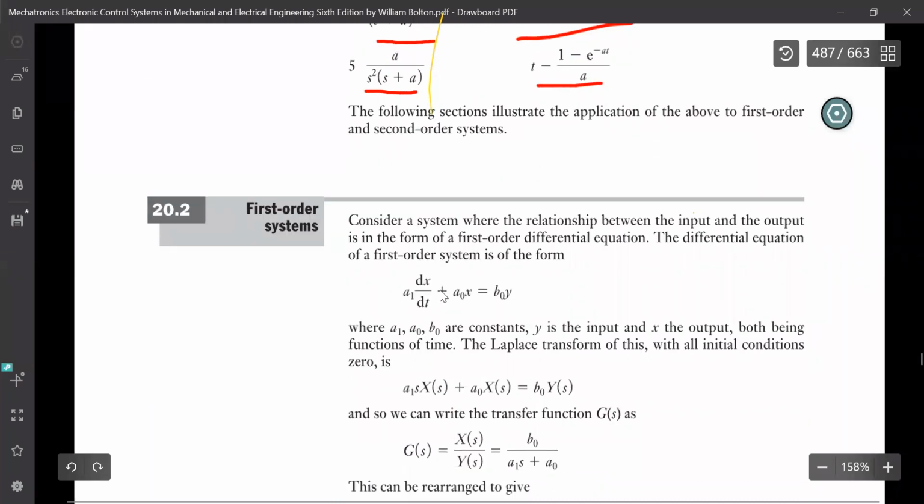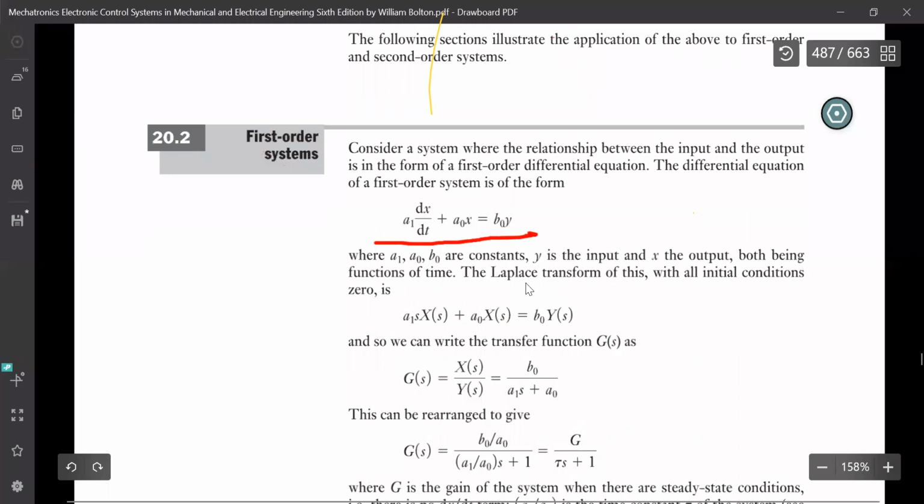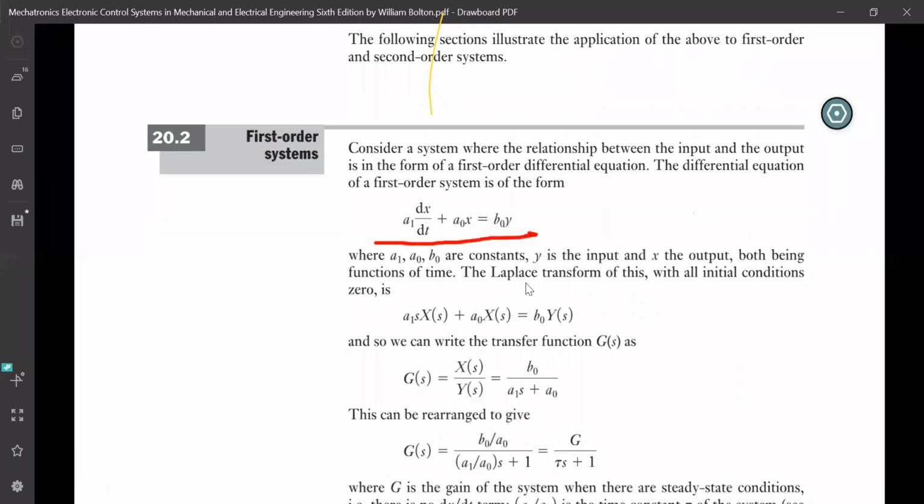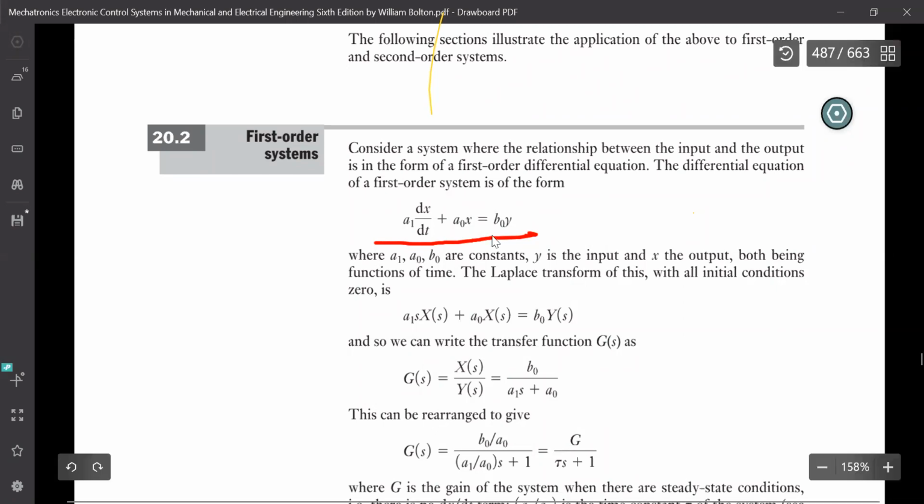Those will be helpful for you to solve first order, second order systems or any numerical problem. Now, in the previous lecture, we considered this first order system. This first order system has all the things: it has a time varying function, it has a constant, and it is equal to some kind of input given to the system. So we have all the things, where a0, a1, b0 are constants, y is the input and x is the output. Both being functions of time, we need to convert them into Laplace transform.